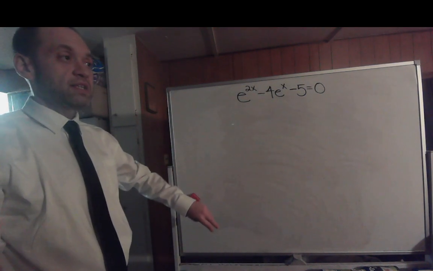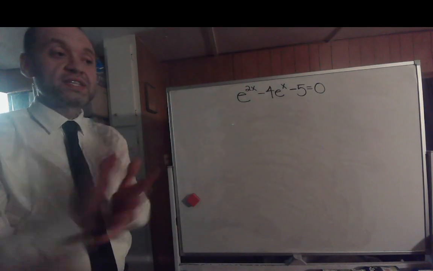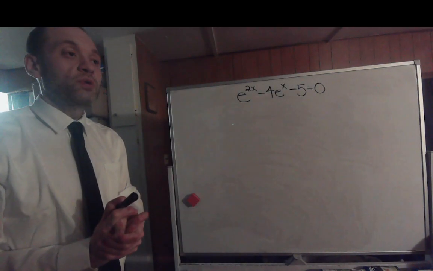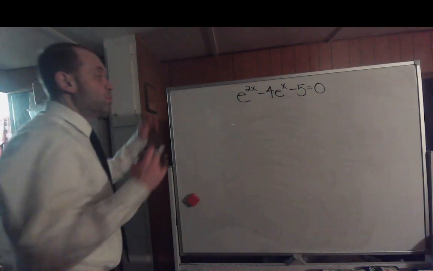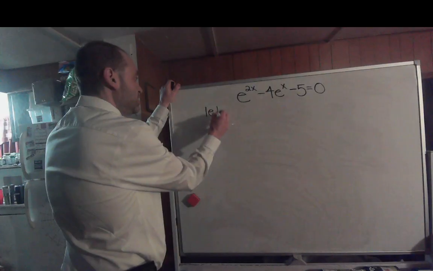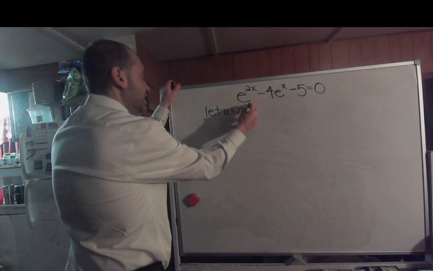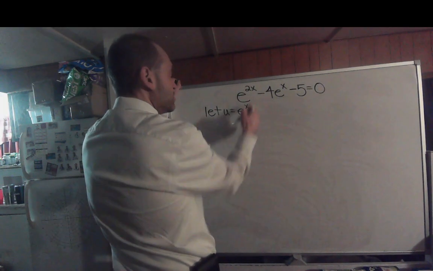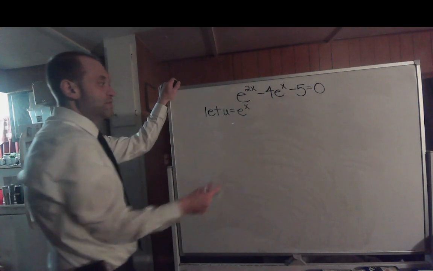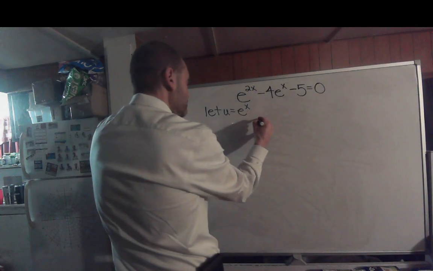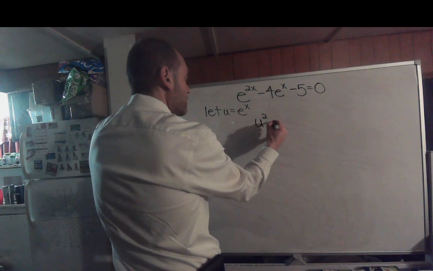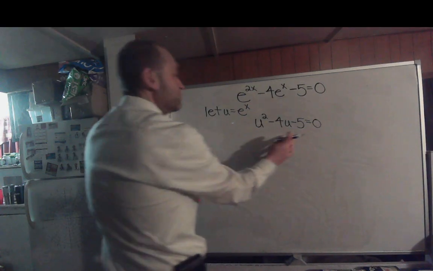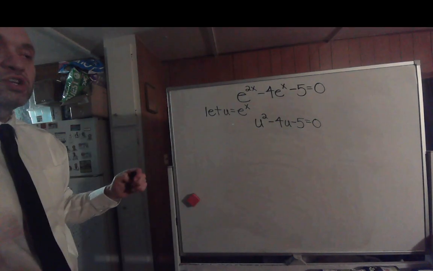You can treat this like a quadratic equation. Or if this helps you, here's something you can do. We can use what's called a u substitution. What do I mean by that? So let u equal e to the x. So here's what's going to happen. e to the 2x, if you're making u e to the x, is the same as u squared. So this will turn into u squared minus 4u minus 5 equals 0. Now you temporarily have a very simple quadratic equation.